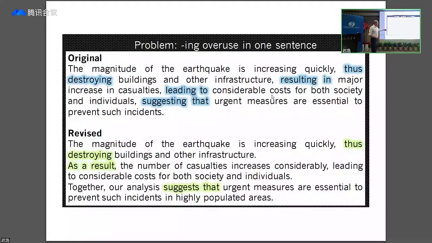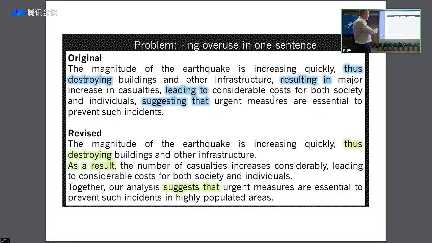So here's the revised version. Again, instead of overusing the ings, you can break up sentences and use linker phrases. The magnitude of the earthquake is increasing quickly, thus destroying buildings and other infrastructure. Full stop. As a result, the number of casualties increases considerably, leading to considerable cost.